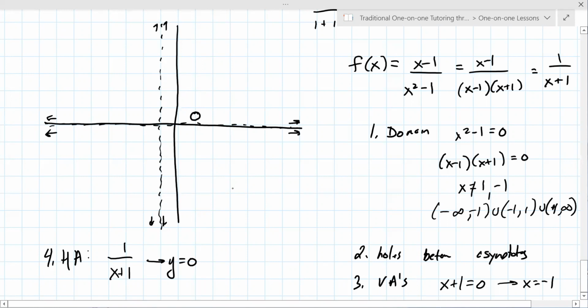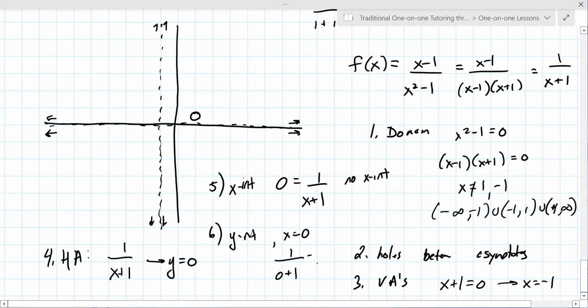So now we move into x-intercepts. The x-intercept is setting the whole thing equal to 0, setting 0 equal to 1 over x plus 1. But more generally, it's setting the numerator equal to 0, but you can't set 1 equal to 0. That's an impossibility. So this one has no x-intercept. The y-intercept comes from setting x equal to 0. So you put 0 in for x, 1 over 0 plus 1, and that gives you 1. So we put that point on the graph.